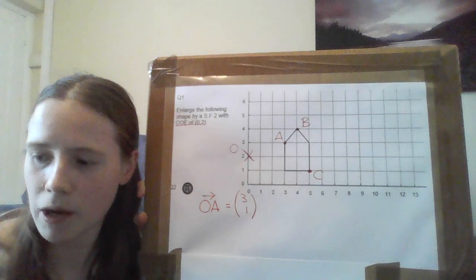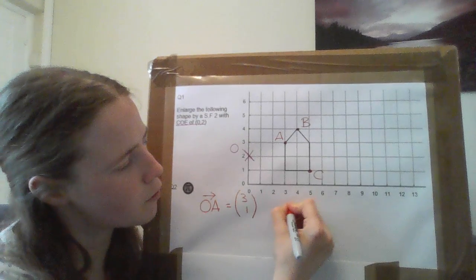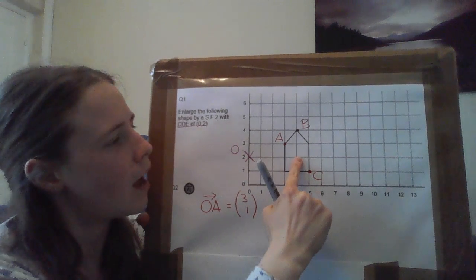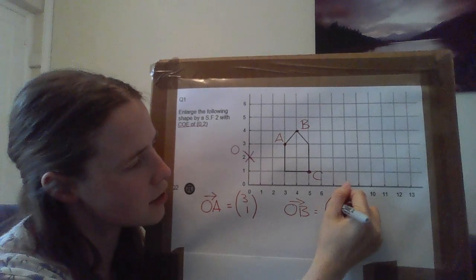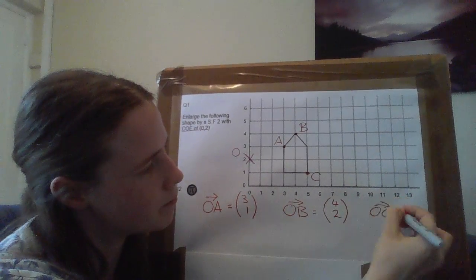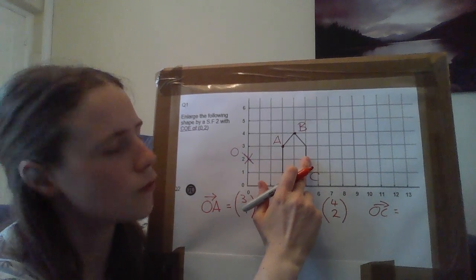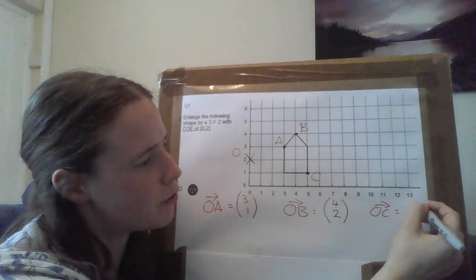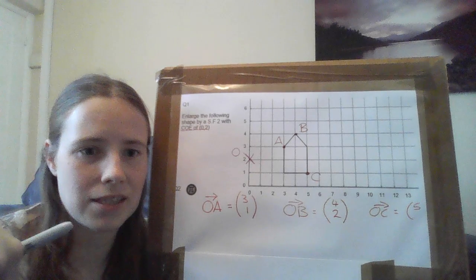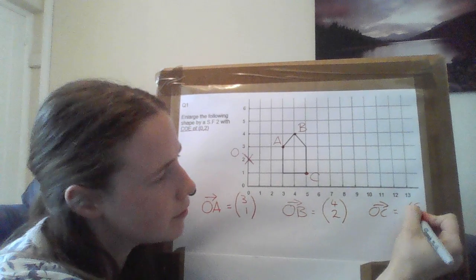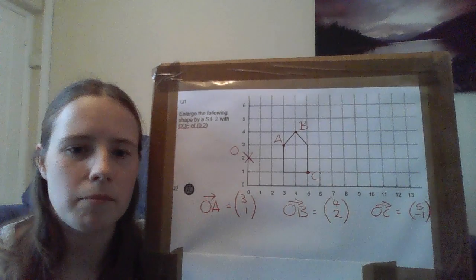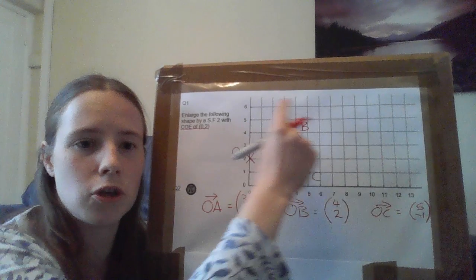I'm going to do the same for O to B as well. So to go from O to B, I have to go 1, 2, 3, 4 across and then 2 up. So I'm going to write that as the vector (4, 2). And then finally, to go from O to C, I've got to go 1, 2, 3, 4, 5 across and 1 down. So I'm going to have 5. And then to show I'm going downwards, because I'm going down the number line in the negative direction, I'm going to write a -1. Okay, so (5, -1). So those are the 3 original vectors to take me from the center of enlargement to 3 of the vertices.